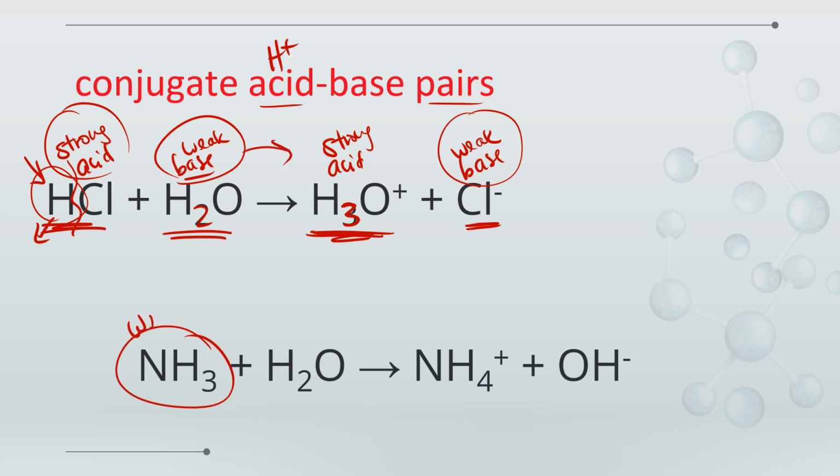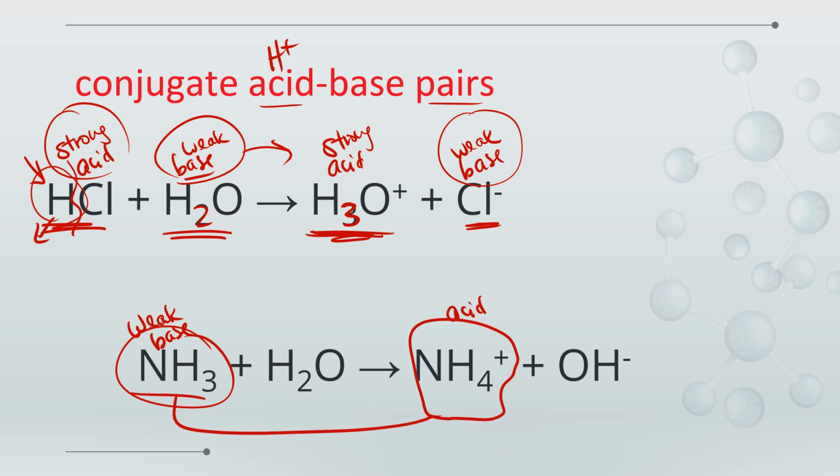Here I have a weak base. Can you find its conjugate acid? Look for one hydrogen more. That's going to be ammonium. Ammonium is an acid, and because ammonia is weak, ammonium is strong. It's a strong acid. It's going to very easily donate that hydrogen.